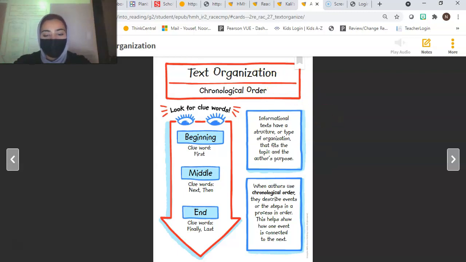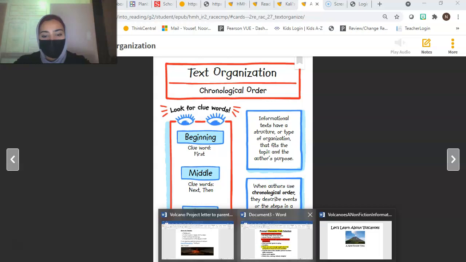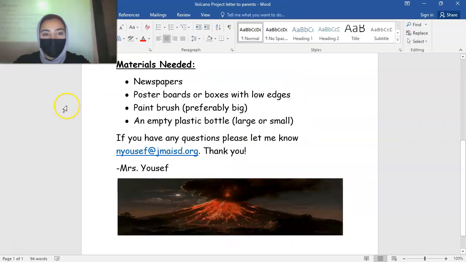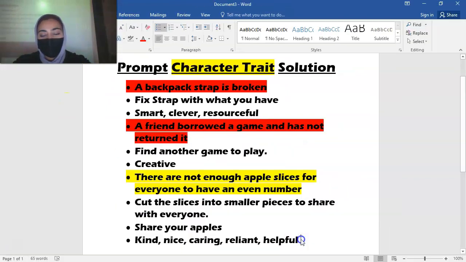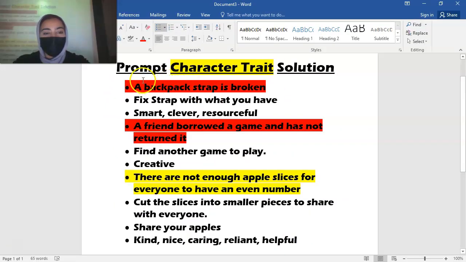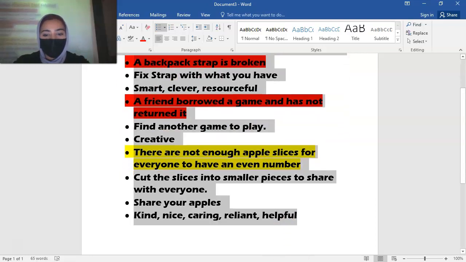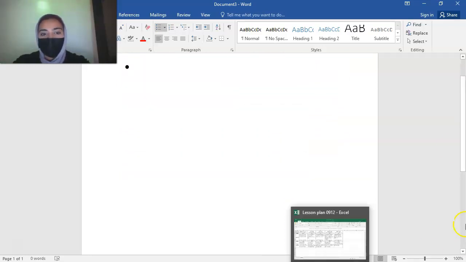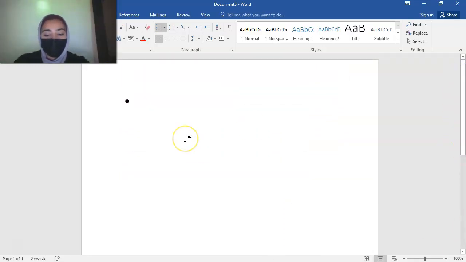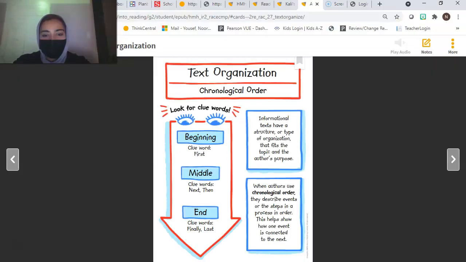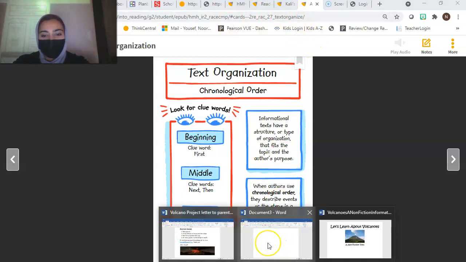Everyone say chronological order. Chronological order. Again, one more time, chronological order. Very good. When something is put into chronological order, that means it's being put into the order of which things have happened. Okay? So when you fill in this reading graphic organizer, instead of me writing it, I'm going to be typing it in here. Okay? All right.